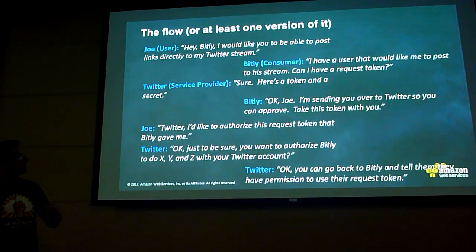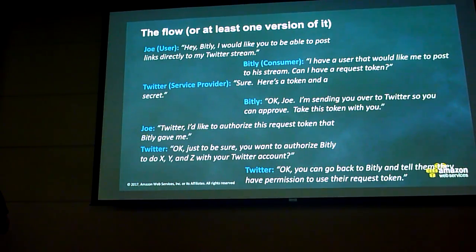Bitly, who's the provider, sends Joe, the user, to Twitter so that it can authenticate. The user enters the username and password. Everything goes well. Twitter sends it back to Bitly with an authorization code so that Bitly now can make API requests. This is what OAuth says. There's no hard spec in there that says this is what the token should look like, or this is what you return. So there's nothing that we can easily implement to support this.